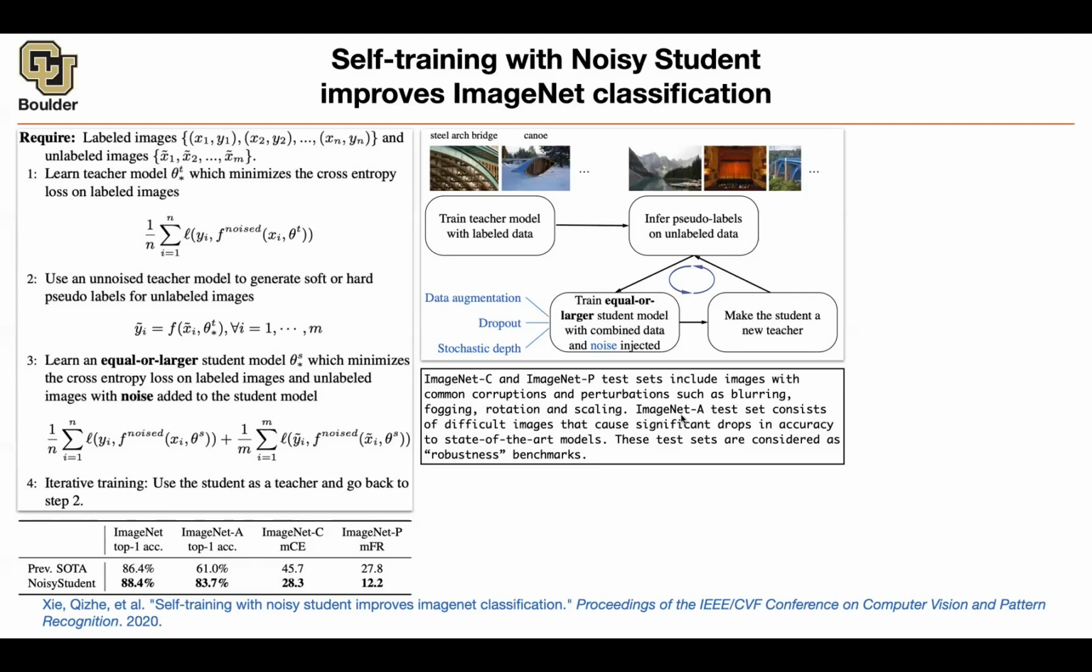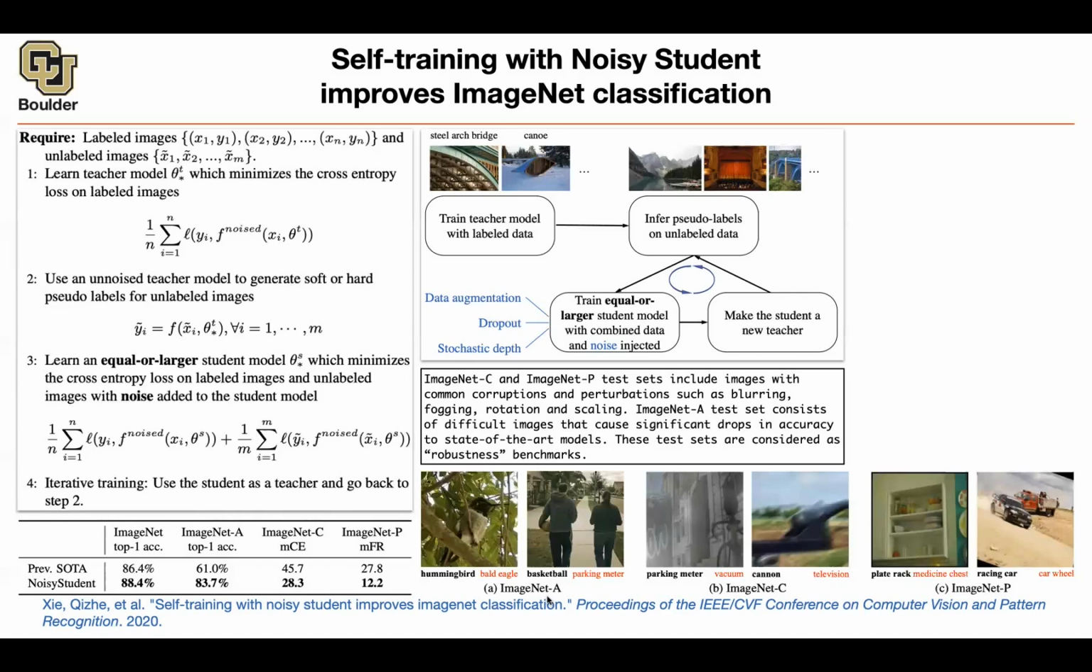ImageNet A, you don't do any perturbation or corruption to them. These are just images that are hard by their nature. And what do you mean by hard? What do you mean by they're difficult images? The usual classifier networks, CNNs, don't do a good job on them. They're going to give you significant drops in accuracy. And all 3 of them, ImageNet A, C, and P, are robustness benchmarks.